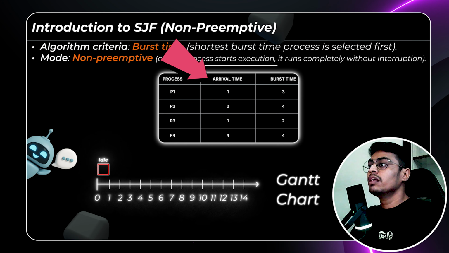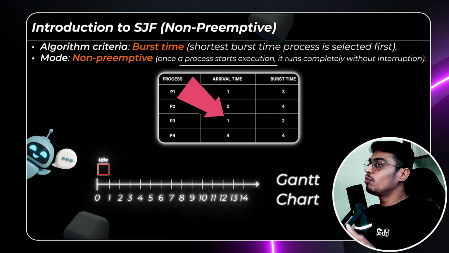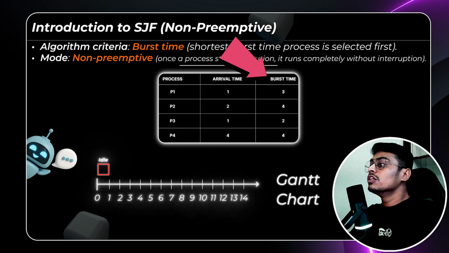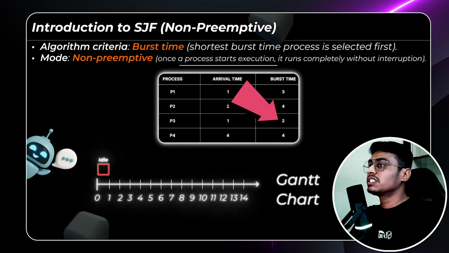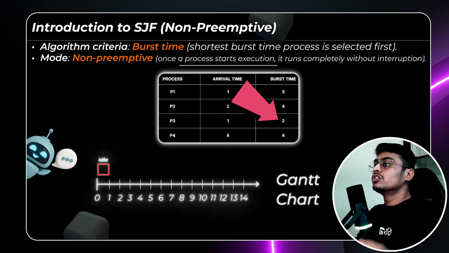Now we are at time 1. I checked at 1, and P1 and P3 arrived at 1. This means P1 and P3 both arrived at 1. Now should we pick P1 or P3? For that I have to use the criteria of burst time. First we check the burst time of P1, it's 3. P3's burst time is 2. So which one is shortest out of these two? That's 2. So we will select P3 first because its burst time is lower.